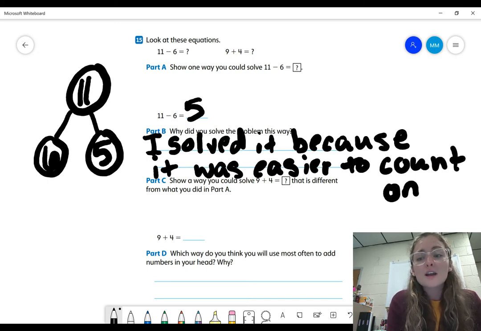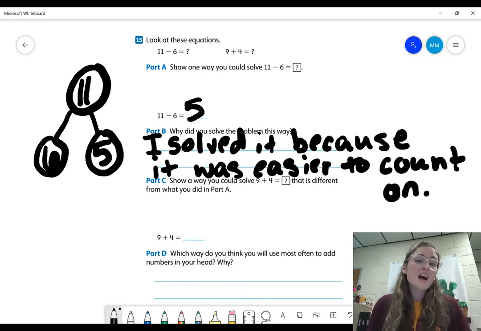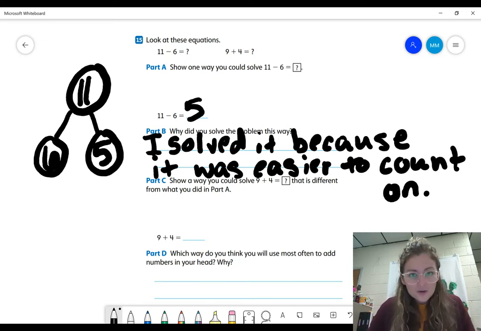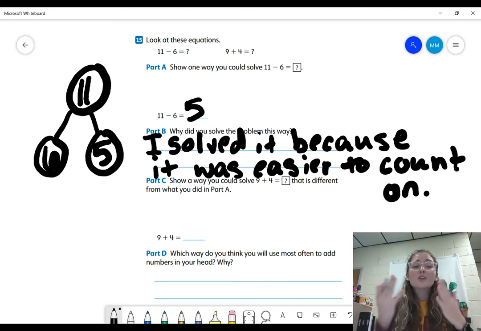You could also draw a picture. But let's say that we're having to find 45 minus 10. Are you going to want to draw 45 dots? Probably not. So this is important that we memorize our math facts. We could also have used a fact family. You can draw a picture, you can use a number bond, or that counting on strategy.